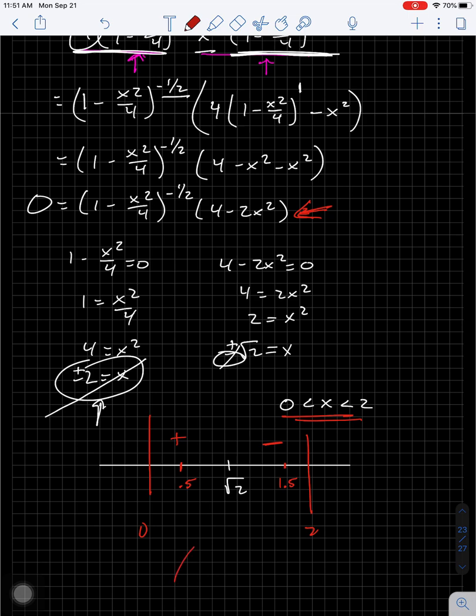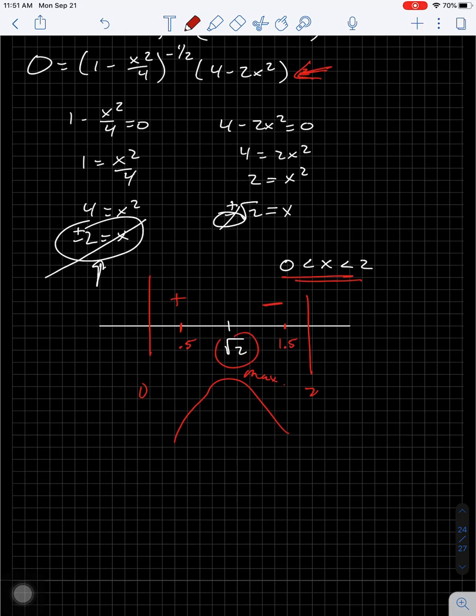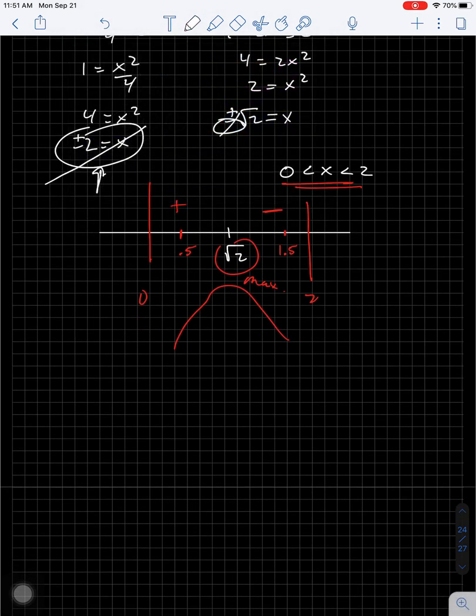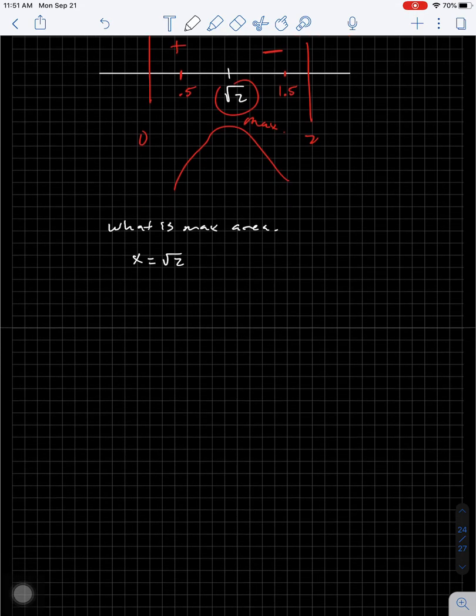Okay, so this function is going up and then going down, which means this is a max. Okay, we are looking for a maximum, so that's good news. That means that works. And last step is read the question. Question says, what is the max area? So don't tell me the answer is x equals root 2.